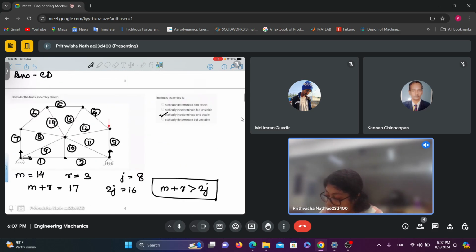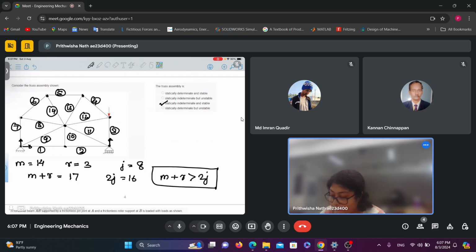For the next problem, again there is a truss assembly. Like the previous problem, here the unknown reactions are 3 and total number of members present is 14 and the number of joints are 8. So M plus R is greater than 2J. So it is statically indeterminate.